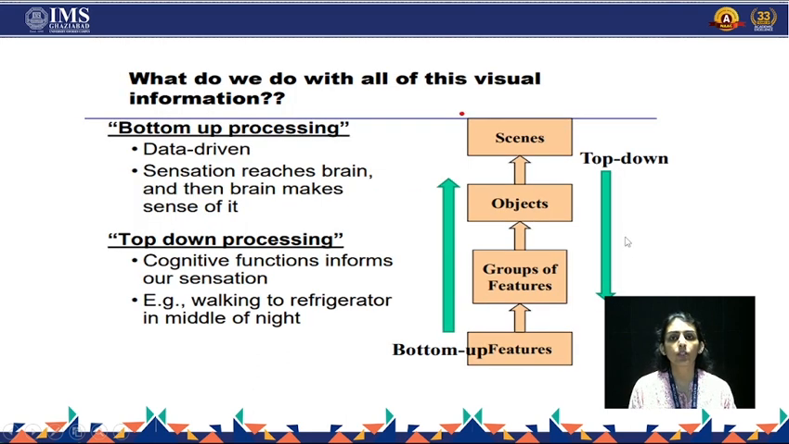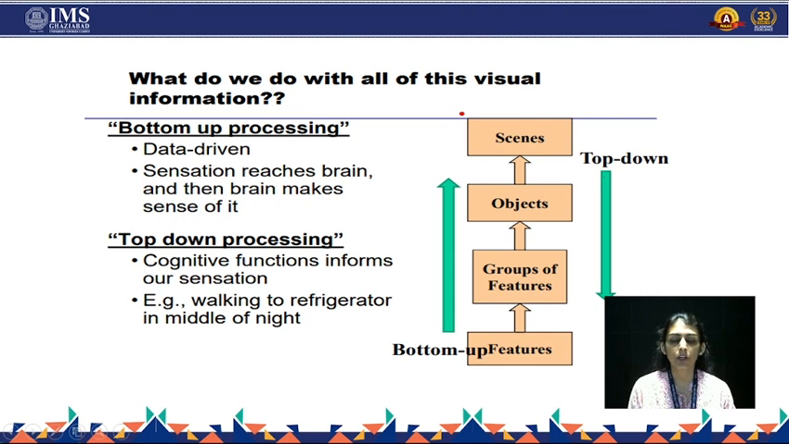Now, what do we do with all the visual information that we have? There are two types of processing. One is the bottom-up processing and the other is the top-down processing. In the bottom-up processing, first the features are identified. All those features form a group and a particular object is formed, and many objects combine to form a scene, and then that scene is identified, and then the brain works according to the scene. The brain makes some decision. That means first the sensing is done and then the brain acts.